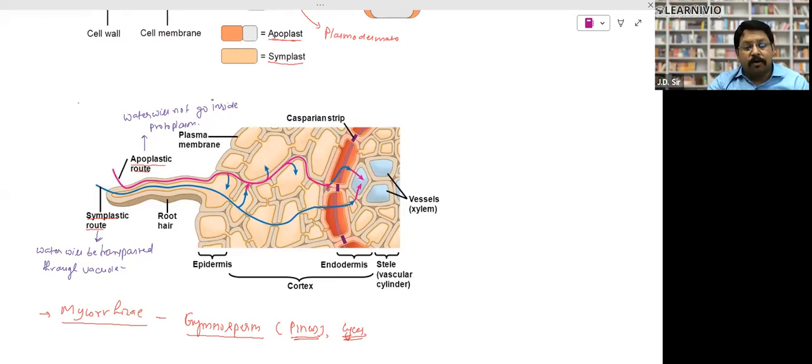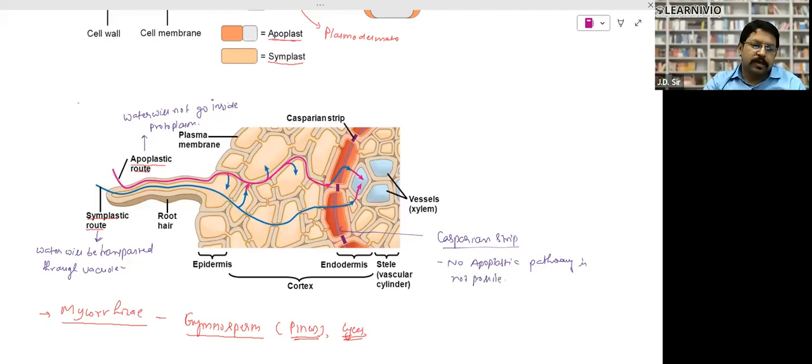When it reaches the endodermis, I have already told you that the endodermis has a special kind of thickening. That thickening is called the Casparian strip, right? So if the Casparian strip is present, it means there is no apoplastic pathway. The apoplastic pathway is not possible. So here, what is possible? Only the symplastic pathway.